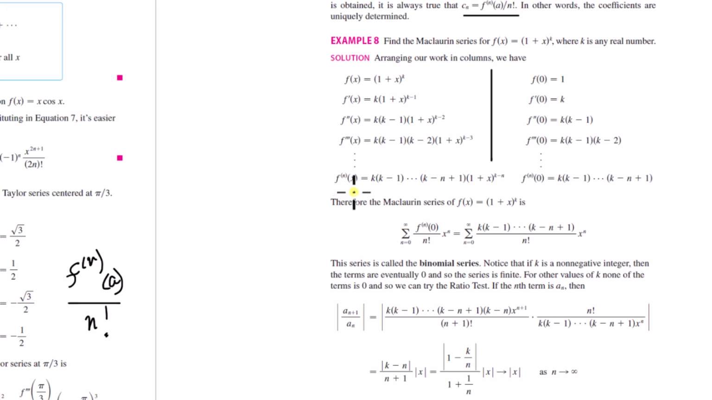And what you get is k minus 1. And again, this is what you would do for any real number. K doesn't have to be an integer, any real number. K minus 1, and then k minus 2, and then they put dot, dot, dot, and it says k minus n plus 1. What is this last factor going to be?